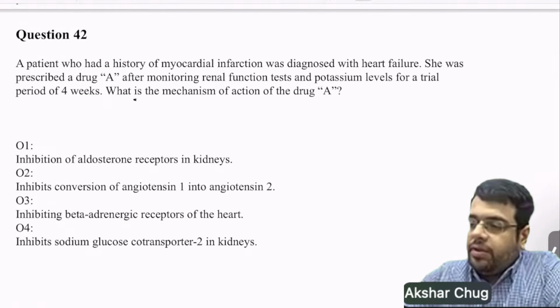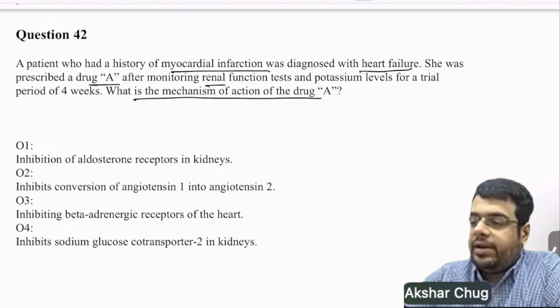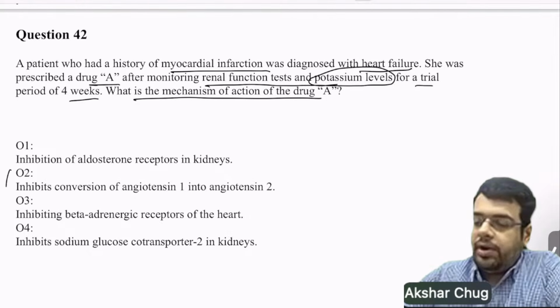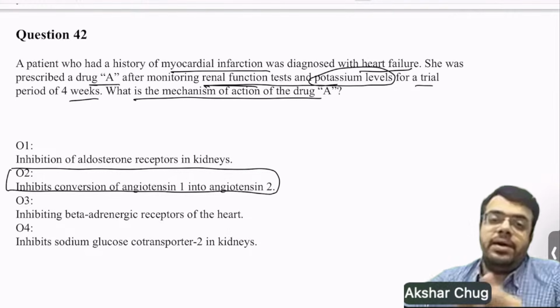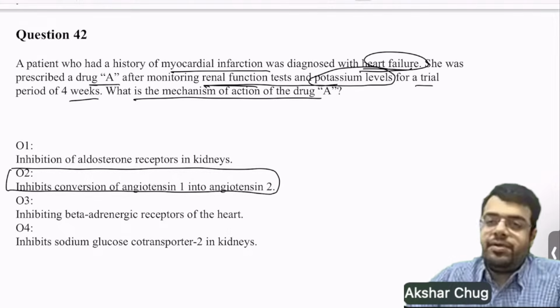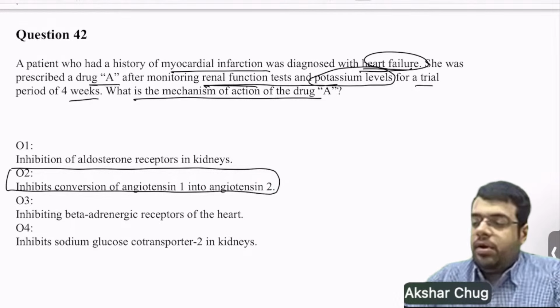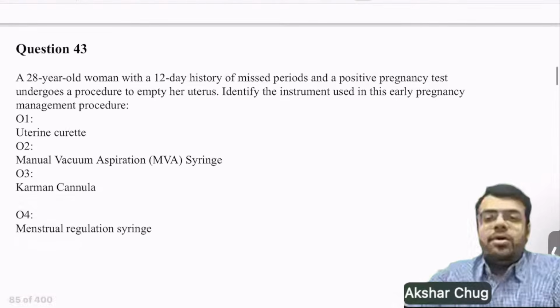We asked what is the mechanism of drug A. A patient who had a history of myocardial infarction was diagnosed with heart failure and was prescribed drug A after monitoring renal function and potassium levels for a trial period of 4 weeks. So classically, whenever we are going to start an ACE inhibitor, we need to monitor the levels of potassium and renal function. Because as we know, ACE inhibitors have a side effect of causing hyperkalemia, which could be detrimental in case of heart failure patients. So we'll always monitor renal function test and potassium level in cases of starting the patient on ACE inhibitors. Moving to the next question.